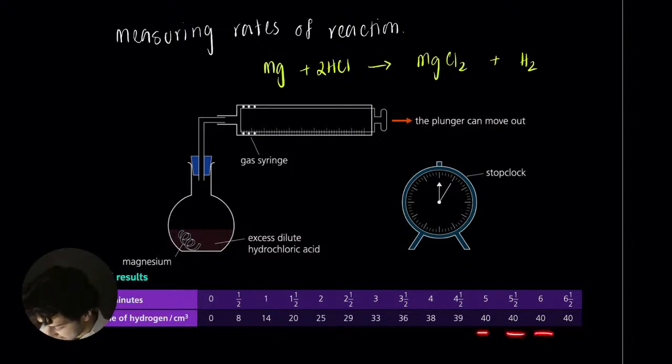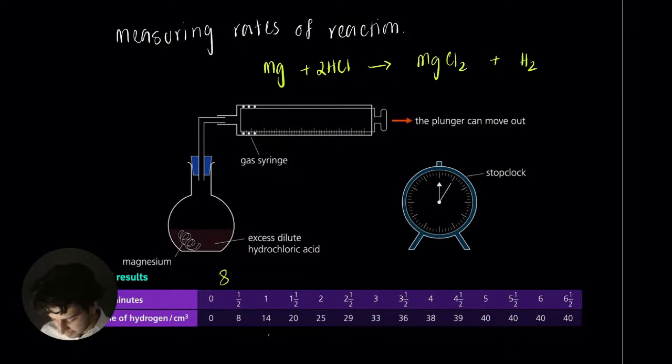The 30 is telling me no more gas is being produced. So I'm very confident the experiment stopped at 5 minutes. The other thing is, you can also tell, look how much gas was produced in the first 30 seconds. 8 centimeter cube. That's the worst 8 I've drawn. 8 was produced in the first 30 seconds.